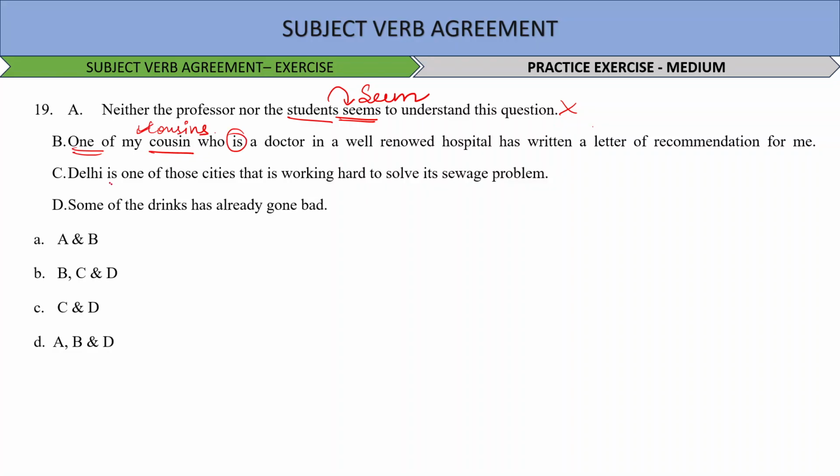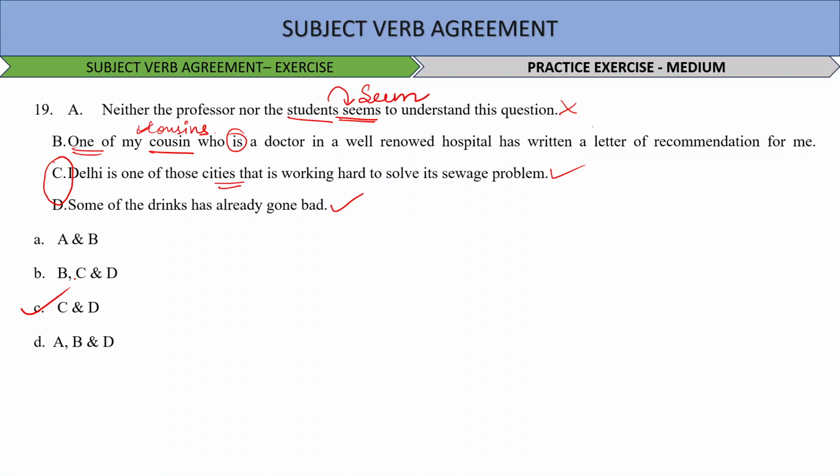Delhi is one of those cities, you see, one of those cities that is working hard to solve its sewage problem. Correct. Some of the drinks has already gone bad. Correct. So only C and D can be seen as correct answers, which is in option number C.